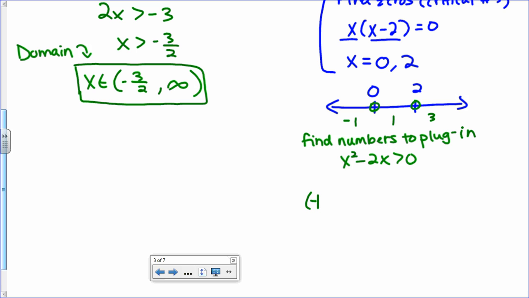So if I do -1, I want to know, is that greater than 0? That's 3. So is that true or false? True. Okay. So I know that that is part of the solution because it's true. And now do the same thing with 1.